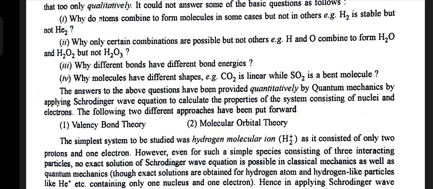The answers to the above questions have been provided quantitatively by quantum mechanics by applying the Schrödinger wave equation to calculate the properties of the system consisting of nuclei and electrons. The following two different approaches have been put forward. First, valence bond theory. Second, molecular orbital theory.